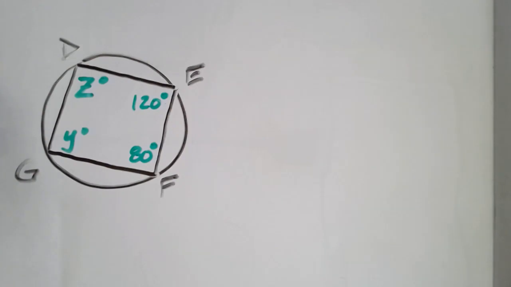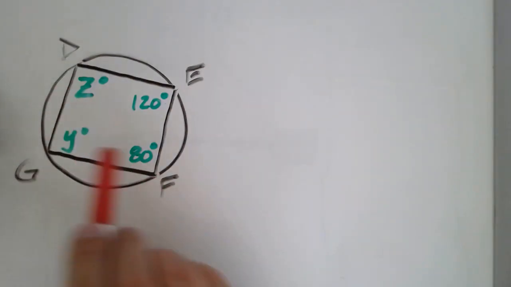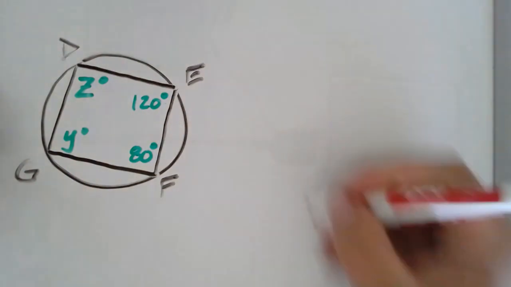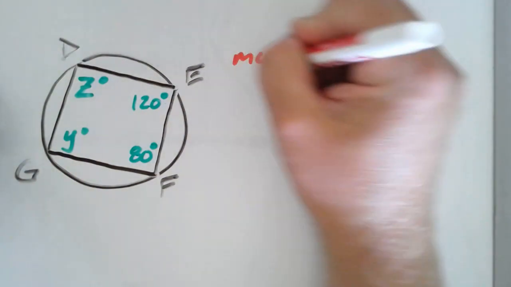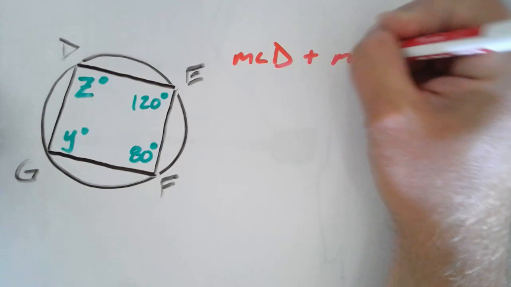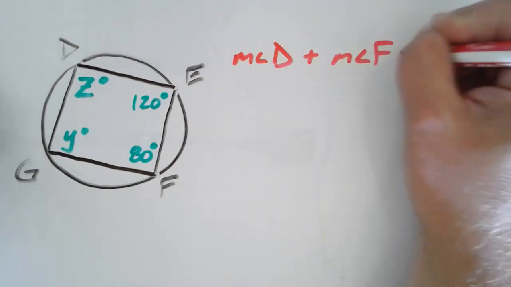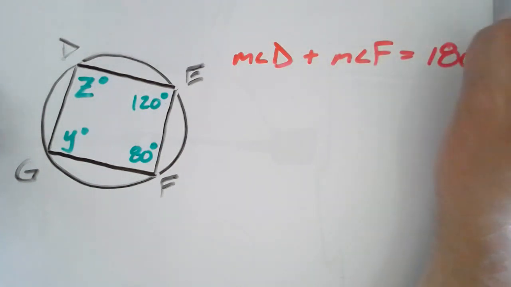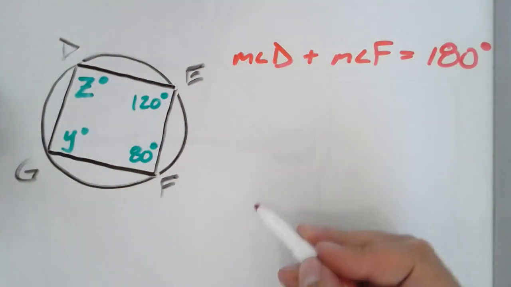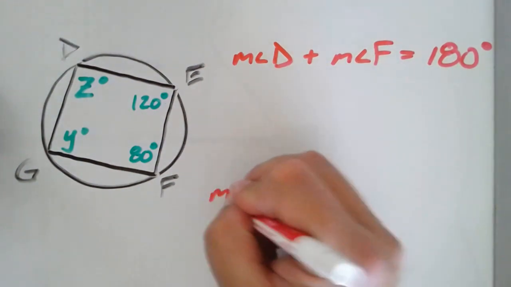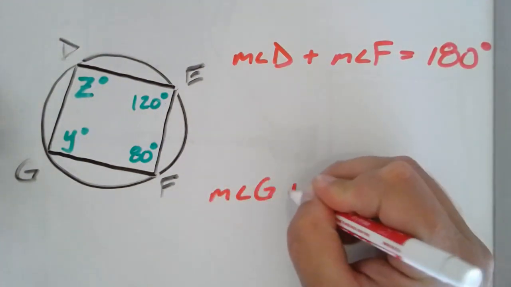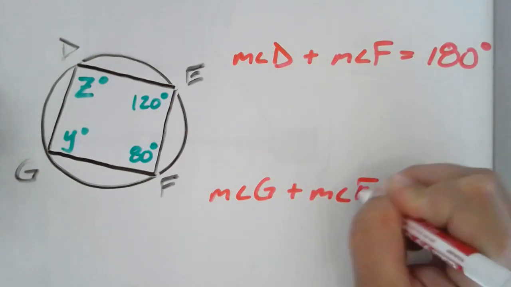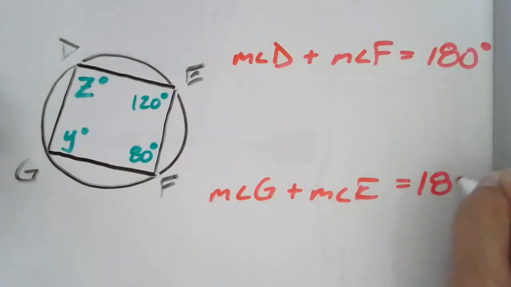But here is essentially what I can do with the inscribed quadrilateral theorem. Because angles that are opposite each other need to be supplementary, the following has to be true. The measurement of angle D plus the measurement of angle F, angles that are opposite each other, has to be 180. I'll give myself a little bit of space just so I can say the other one. Measurement of angle G plus its opposite, measurement of angle E, must also be 180.